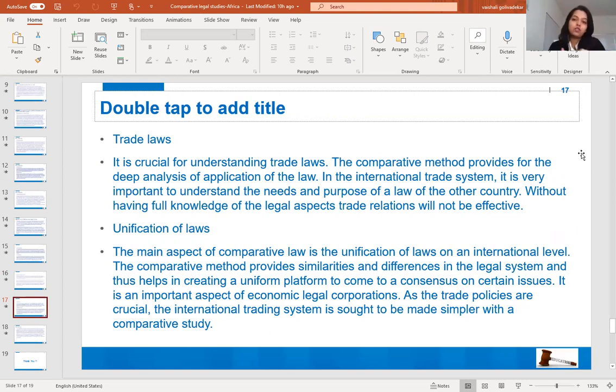Next is unification of laws. So what is unification of law? The main aspect of comparative law is the unification of laws on an international level. The comparative method provides similarities and differences in the legal systems and thus helps in creating a uniform platform to come to a consensus on certain issues. It is an important aspect of economic legal cooperation. As trade policies are crucial, the international trading system is sought to be made simpler with a comparative study. Okay, so sometimes it helps in unification of the law.